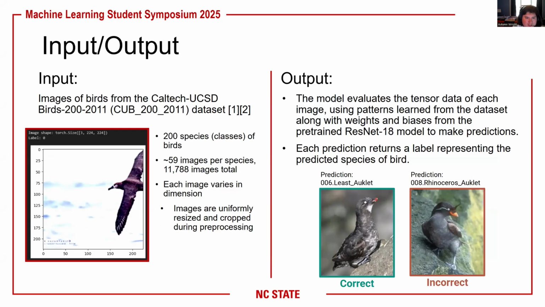The input of our dataset are images of birds from the Caltech UCSD Birds 2011 dataset. This dataset has 200 different species of birds with about 59 images per species. These images vary in dimension and resolution, so we have to uniformly crop and resize them during pre-processing. The output of our model is the prediction of what class of bird it thinks each image is.